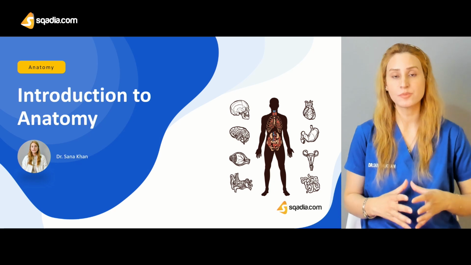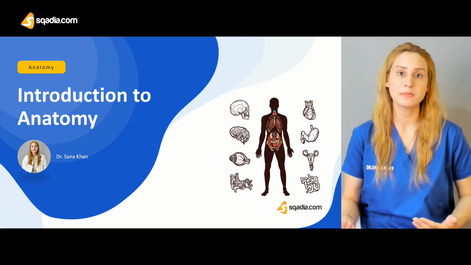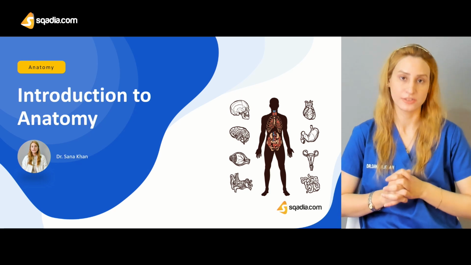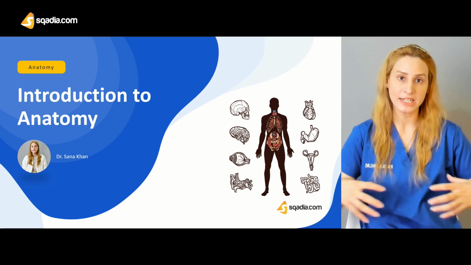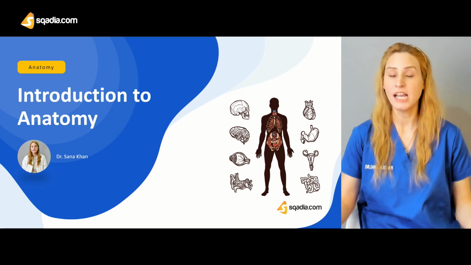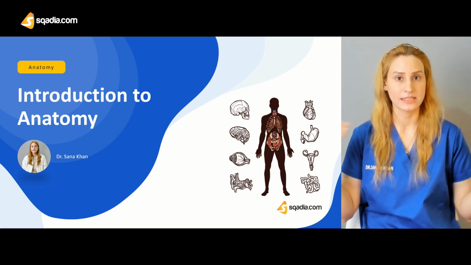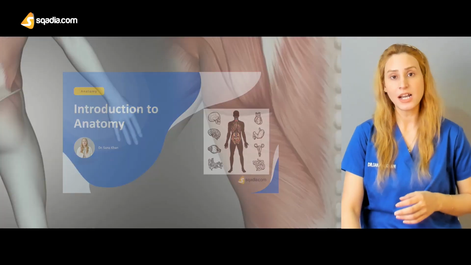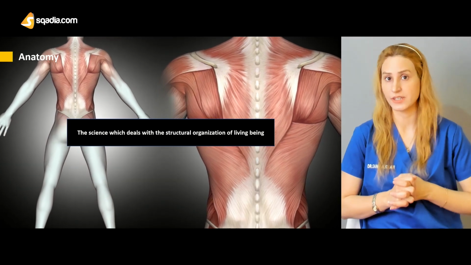In this particular subject, we will be studying the structural organization. We will be studying the bones involved in that particular structure. We will be studying the different organs which combine together to make a proper system, right? And we'll be talking about the blood supply, the lymphatics, and obviously the nerve supply, and the overall structural organization of that system. So defining anatomy, it is a science which deals with the structural organization of the living being.